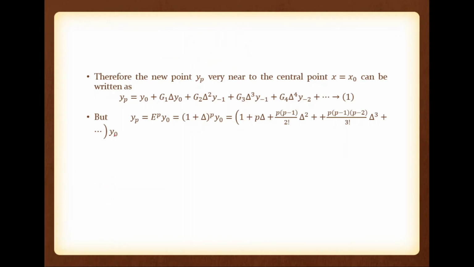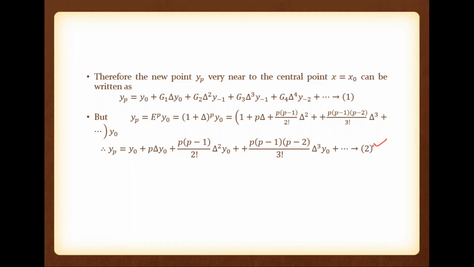So now we can take y0 into this bracket. So we have yp is equal to y0 plus p into delta y0 plus p into (p minus 1) divided by 2 factorial into delta square y0 plus p into (p minus 1) into (p minus 2) divided by 3 factorial into delta cube y0 plus etc. So this is equation number 2. So you can see that yp is equal to this one. This one is the left hand side, this part.